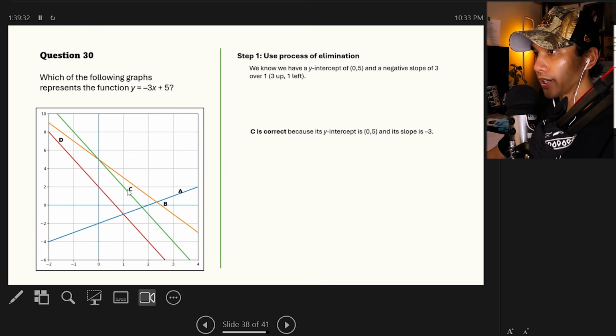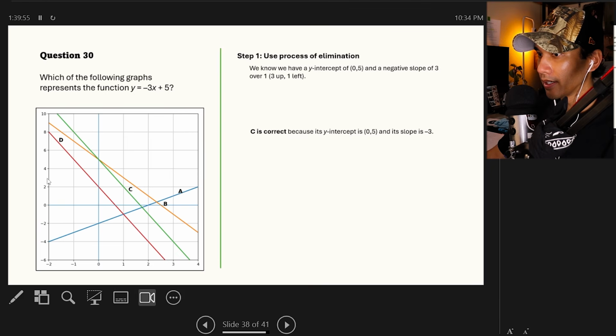So let's just get a point here. We know that C is correct, so let's work with C. We're going to go 3 and then over 1. So we'll start here and then we'll go up 3: 1, 2, 3, and then 1, because here to here is 1.